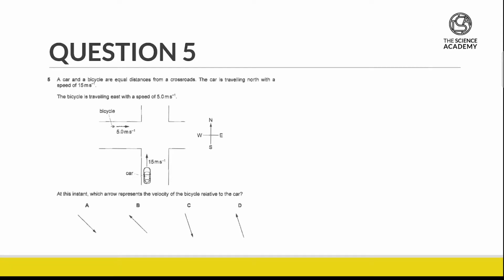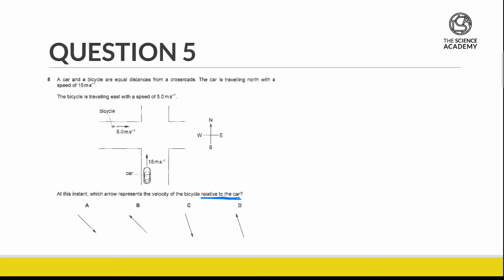So in this particular question, we are told that we have a car and a bicycle that are equal distances from a crossroads. The car is traveling north with a speed of 15 meters per second, and we have a bicycle that is traveling east at a speed of 5 meters per second. Now, at this instant, which arrow represents the velocity of the bicycle relative to the car? So relative to the car.